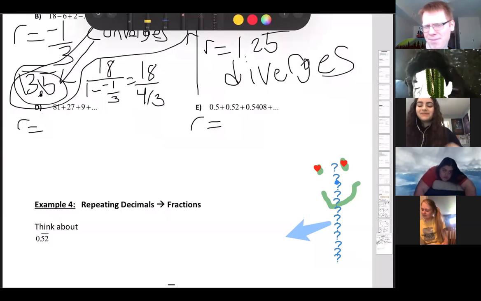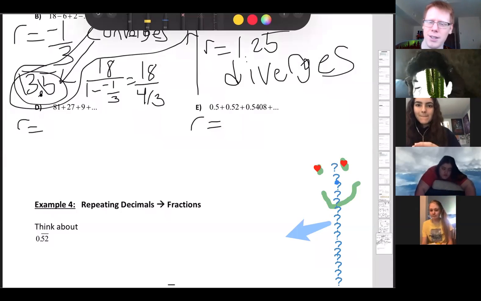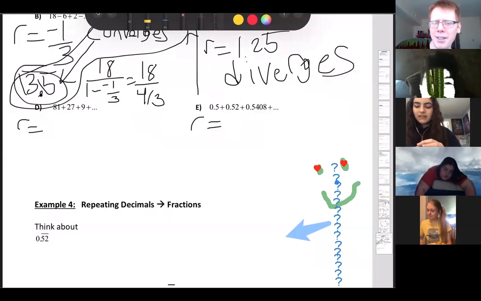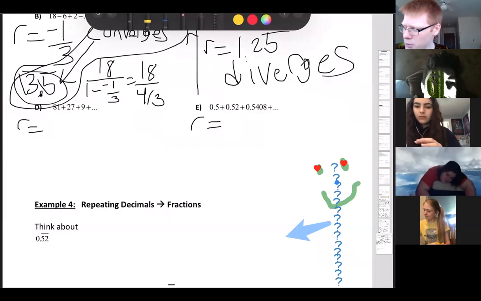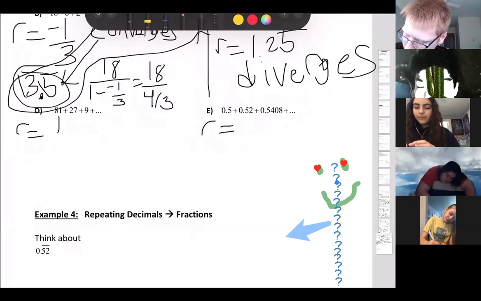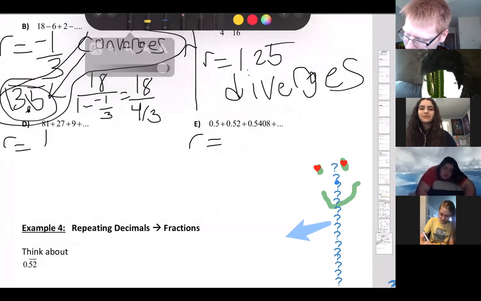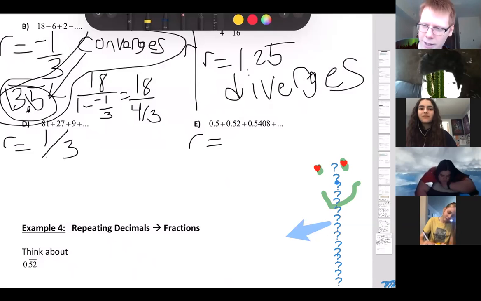Is it C? Worst case, you could take the second term divided by the first term. Is it 1/3? It is 1/3. One thing to be careful about, all of these problems, we're kind of assuming they are geometric, right? If they didn't tell you they were geometric, you'd want to make sure that this R value holds true. You know what I mean?